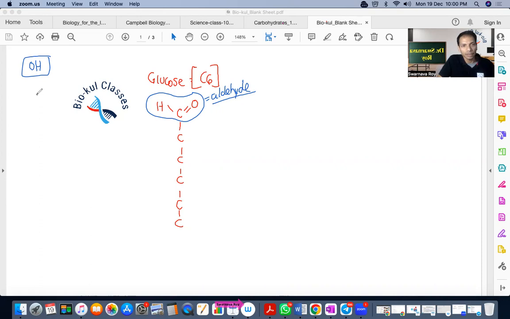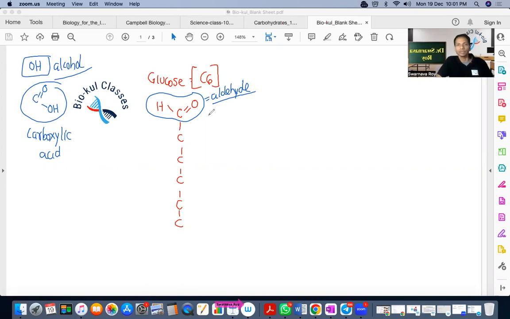Then carboxylic acid, COOH, is also a type of functional group. And this is an alcohol or hydroxyl. So these are all functional groups. Aldehyde, which is CHO, is also a functional group.